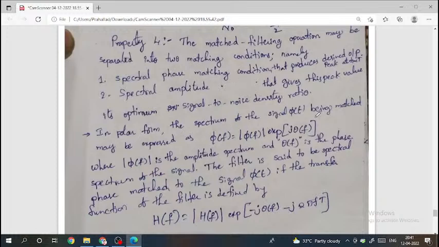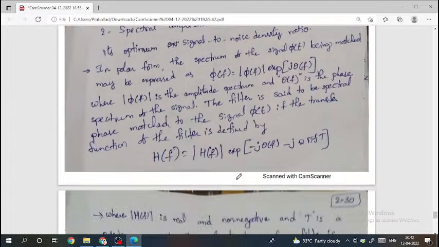In polar form, the spectrum of the signal phi of t being matched may be expressed like this. You know very well, in terms of magnitude and phase, where this one is the amplitude spectrum and theta of f is the phase spectrum of the signal. You know very well how to define the signal in polar form, magnitude and phase. The filter is said to be spectral phase matched to the signal phi of t if the transfer function of the filter is defined like this. Then only we can say that the signal is matched to the filter.